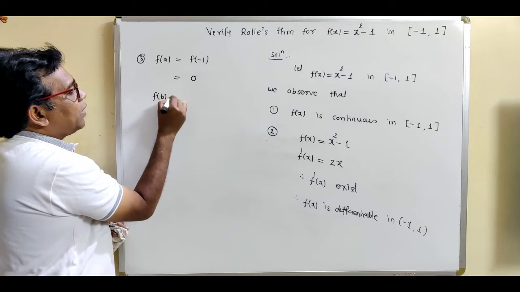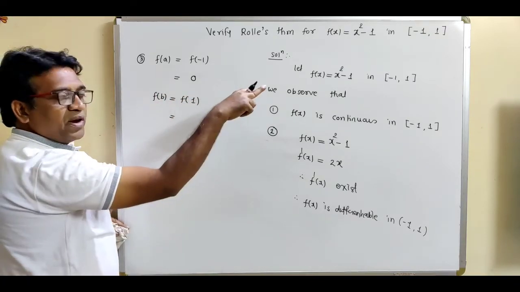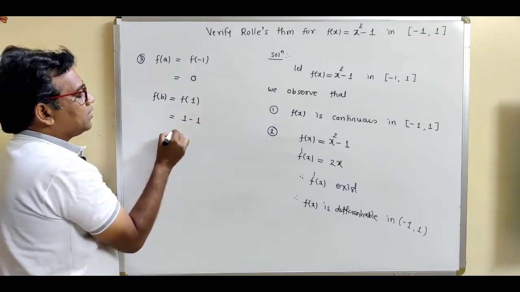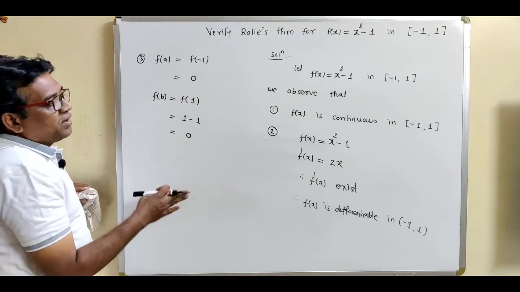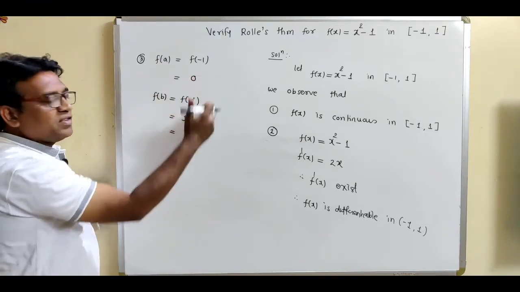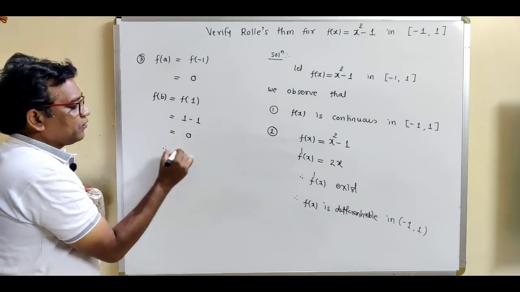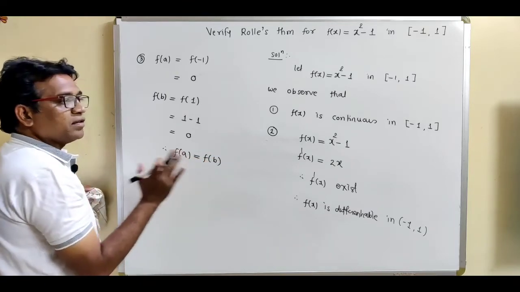Find out the next value, f(b). B means the last point, which is 1. Put x equal to 1 in the given function. 1 square is 1, minus 1, so obviously 1 minus 1 is again 0. So we observe that the value of f(a) is 0 and the value of f(b) is again 0. So right here, therefore, the value of f(a) and the value of f(b) are the same.